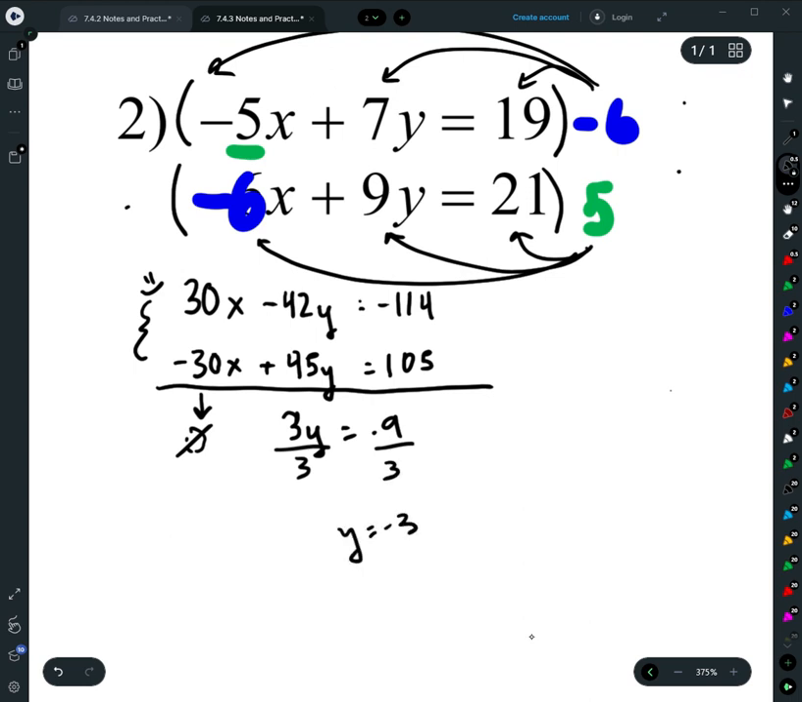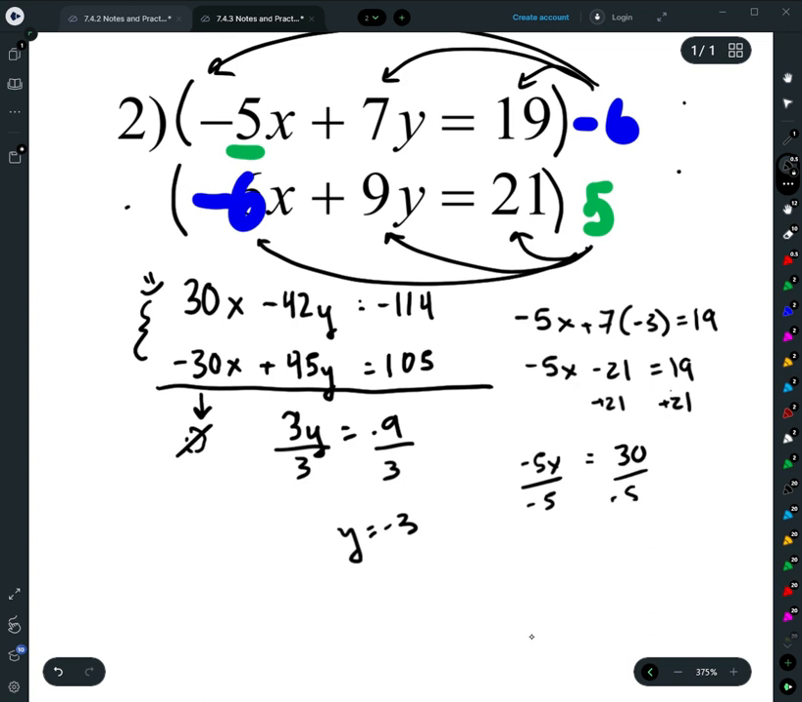And you can then put into any of the originals. I'll say negative 5x plus 7 times negative 3 equals 19. And negative 5x minus 21 equals 19. And add 21, it's 30, equals negative 5x. And divide by negative 5. X equals negative 6. So negative 6, negative 3 is your answer for that.